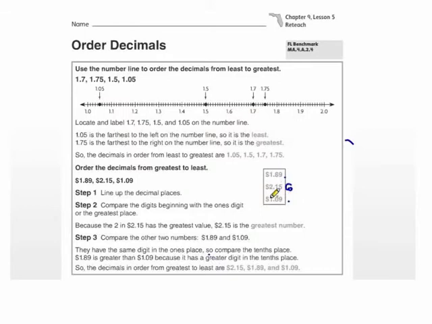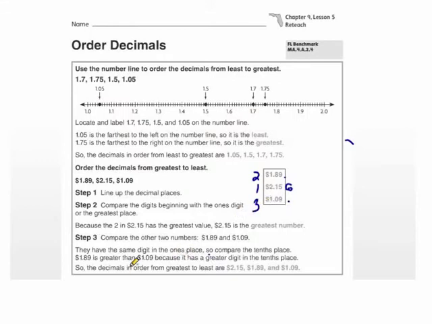They're the same here. I need to go to the next place value, which is the tenths, to find out which is bigger. And I see that the 8 is bigger than 0. So I know this one right here is the greatest. That's going to be 1. This is going to be second. And this is going to be third.